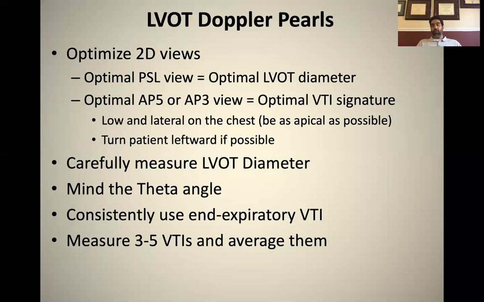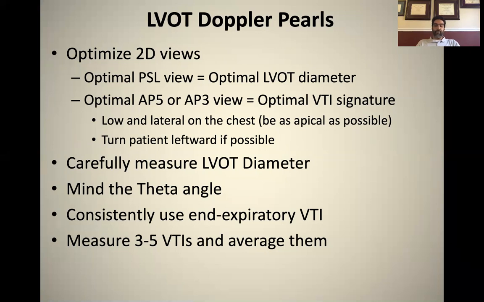So again, the accuracy of your Doppler measurements is very directly dependent on the optimization of your 2D views. And by optimization, in reference to Doppler, it's all about the angles. You don't necessarily need a crisp view of the endocardial border of the LV, but you want an on-axis view, a truly apical view with the septum being vertical, because that's going to help you optimize your angles.